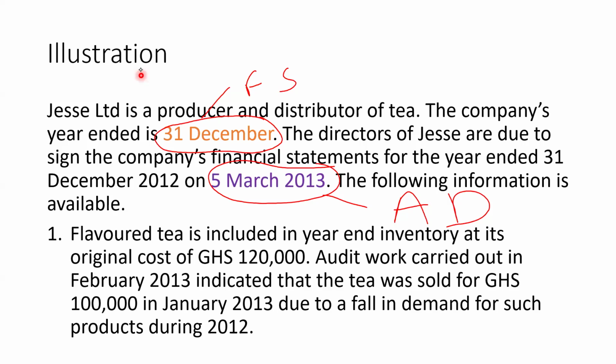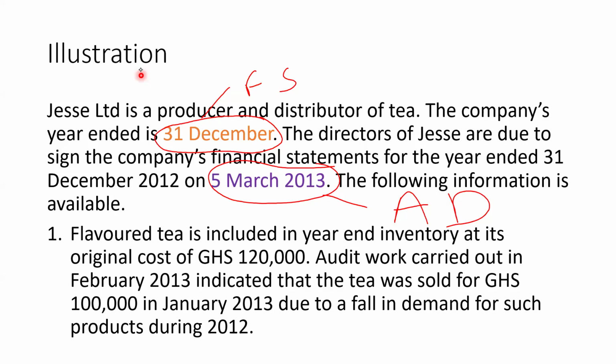Before the authorization date, inventory was sold at a price lower than the cost, and that is the net realizable value. When that happens, it means that the net realizable value is now lower than the cost of the inventory. And according to IAS 2, when that happens, we have to treat it as an adjusting event.